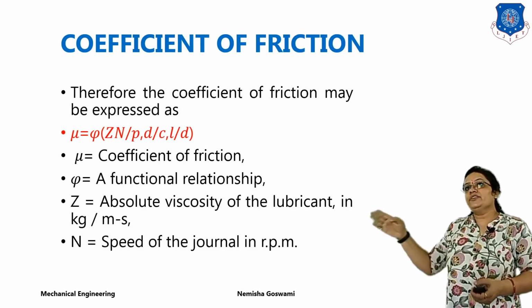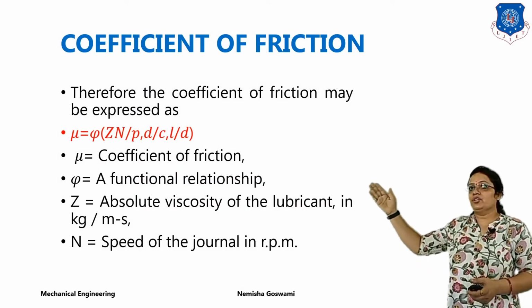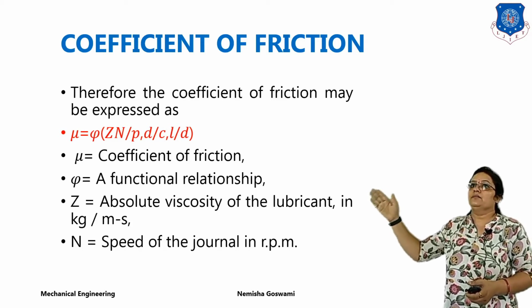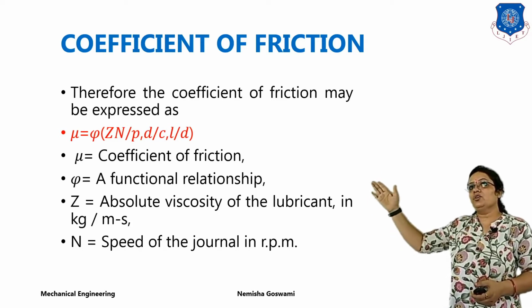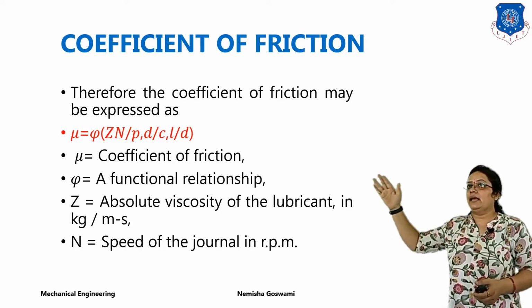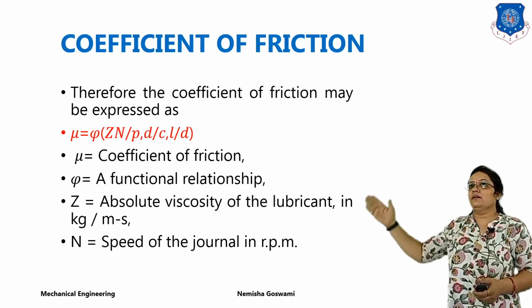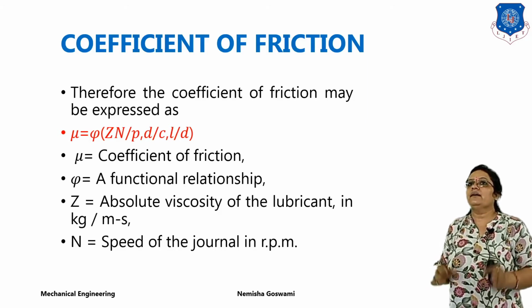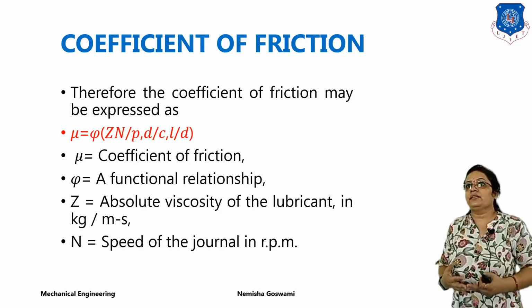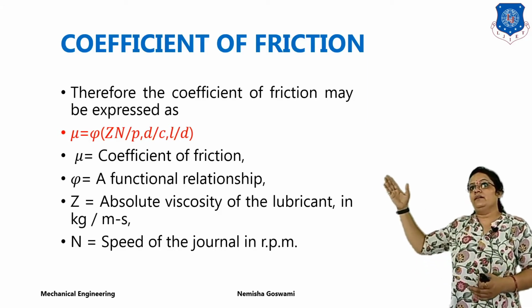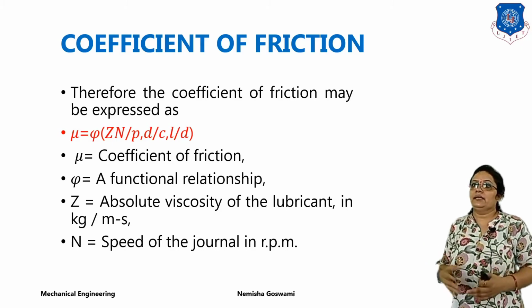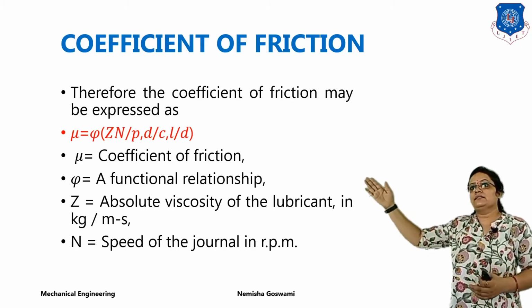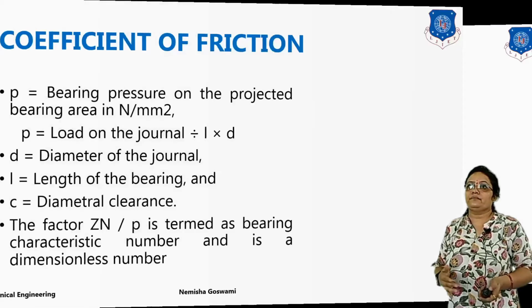So coefficient of friction is basically a function of these three parameters. Coefficient of friction is a function of Zn by P, D by C, and L by D. Here phi is the functional relationship which gives the relationship between your coefficient of friction and the different parameters. Z is the viscosity. So this is your relation.